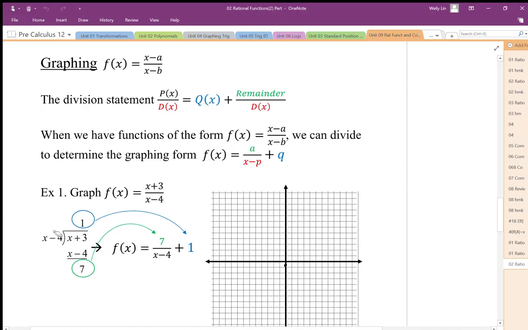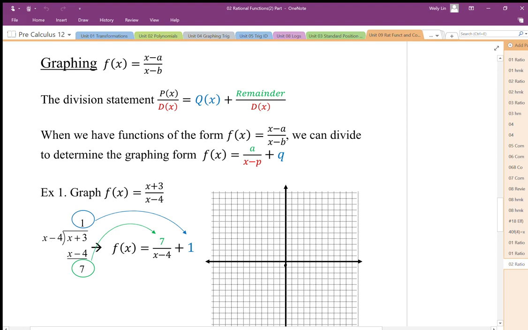I find the number of times that x minus 4 goes into x plus 3. That would be once. So 1 times x minus 4 gives me the x minus 4 here. And I subtract these two terms. I end up with positive 7. So plus 3 minus negative 4 gives me 7. That 7 is my remainder because this expression cannot fit into that 7.